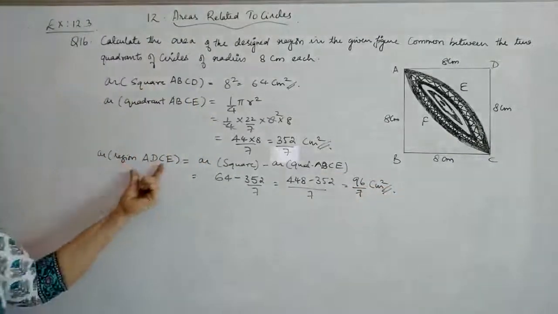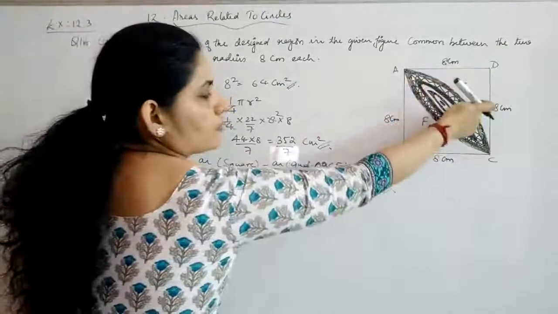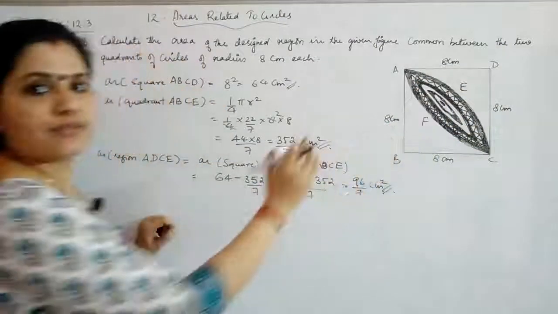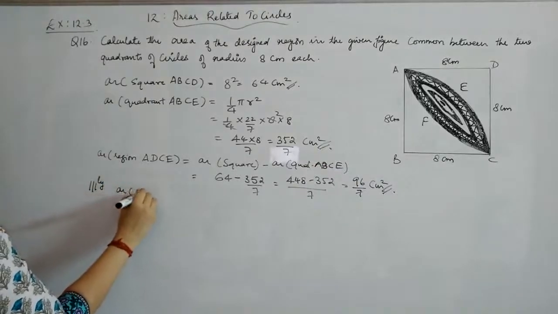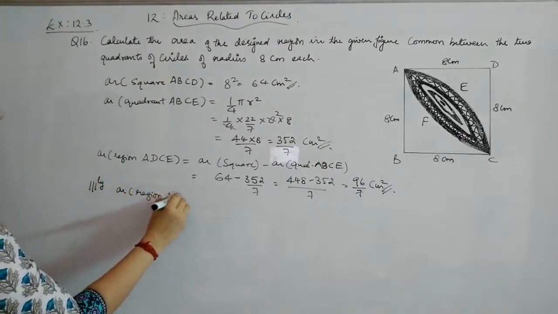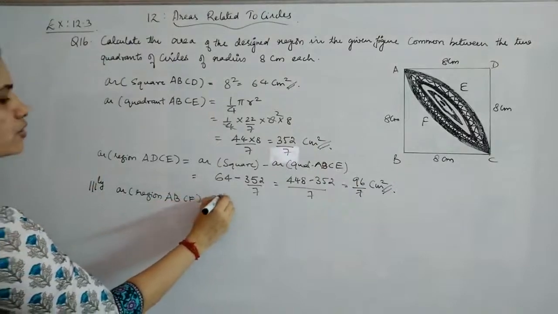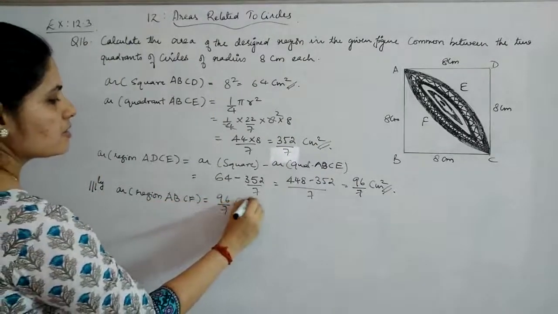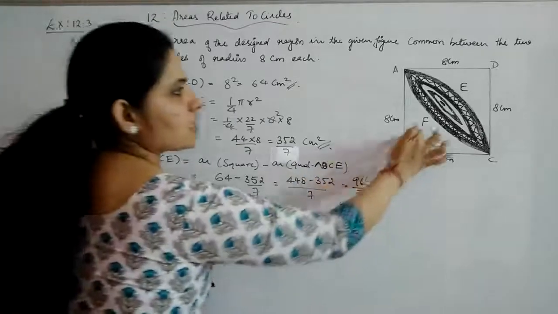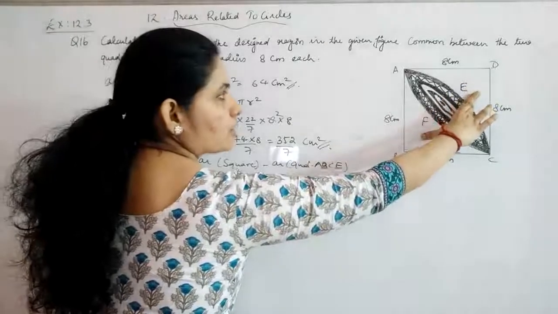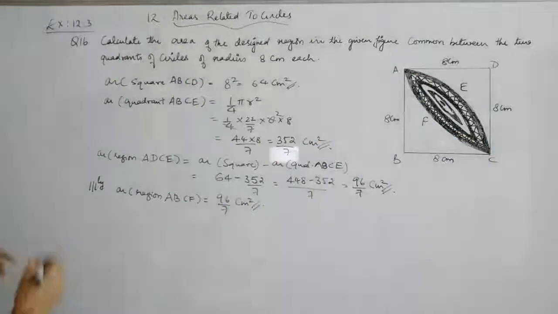Now the thing which you have got is this region. Again, this region will also be of same area, so you can just write similarly. We will get area of the region ABCF will also be 96 by 7 centimeter squares. Now what actually we need? Area of the designed portion. Okay, for area of the designed portion, since we have got this and this region, we will reduce the sum of this from the area of the square.